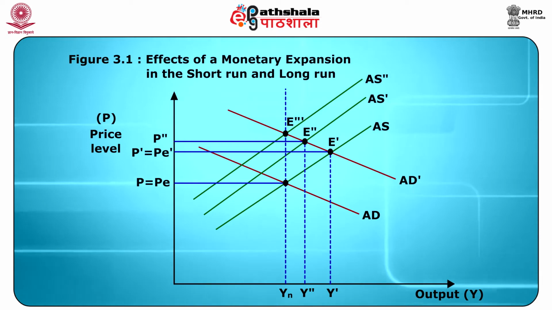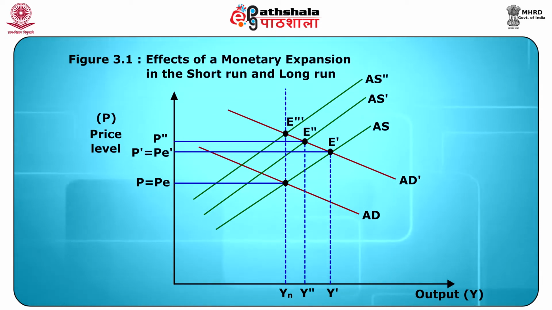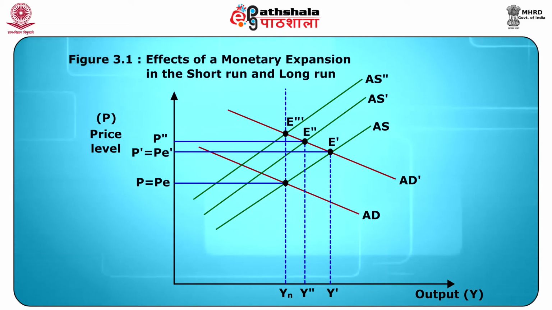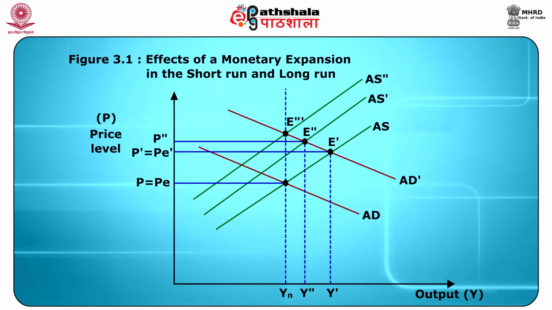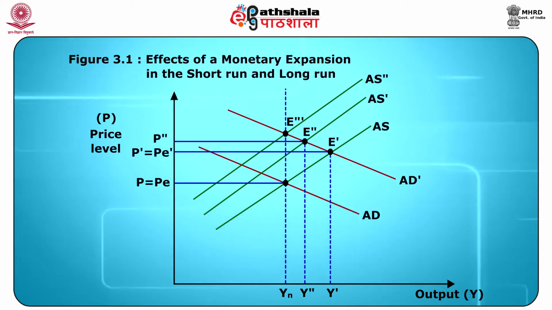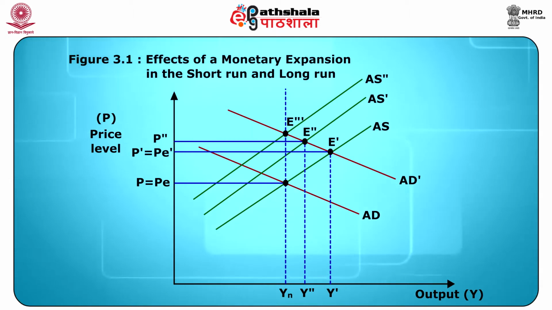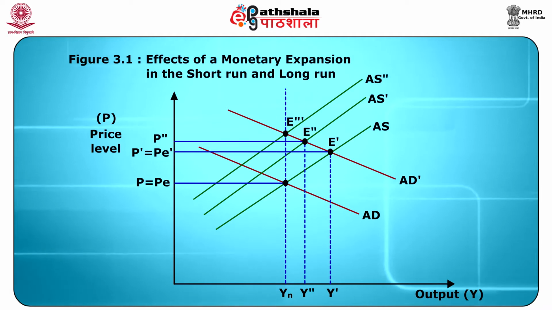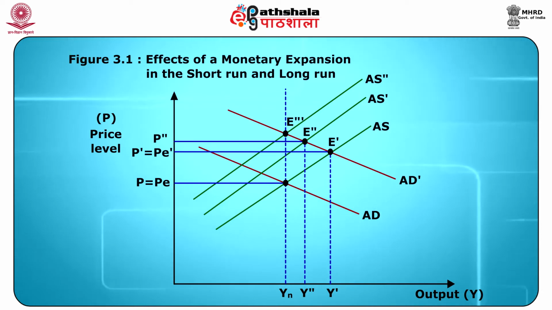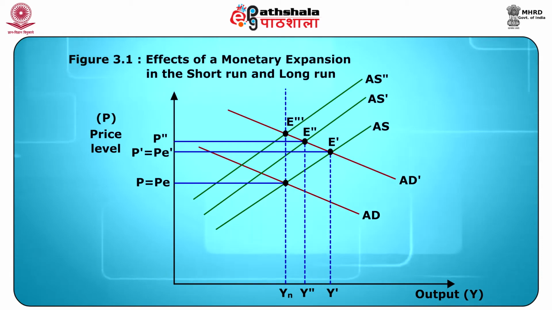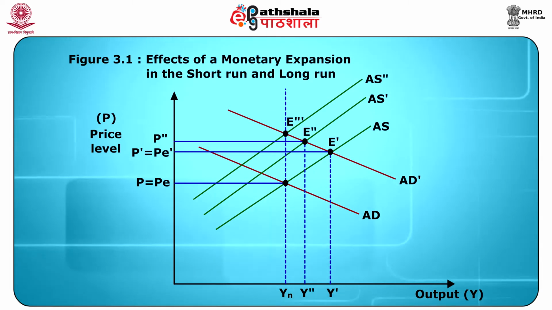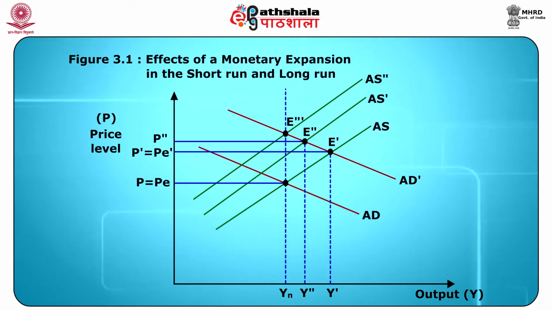However, at E double dash the output has fallen to Y double dash, but it is still higher than Yn and the actual price P double dash is still higher than the new expected price, forcing the workers to revise their expectations of price level and further shift the AS curve upwards. This process will continue till AS dash shifts to AS double dash, where actual and expected price level is equal and the economy reaches the long run level at Yn, depicted by the equilibrium E triple dash. The process of adjustment from E dash to E triple dash shows the dynamic effects of a monetary expansion. It is important to note that the final impact of a monetary expansion is only on the price level with no change in output.